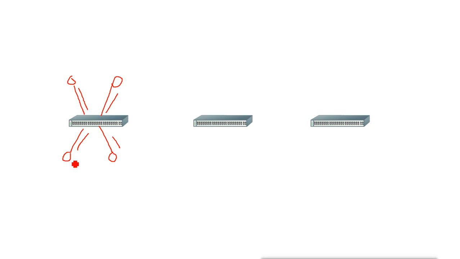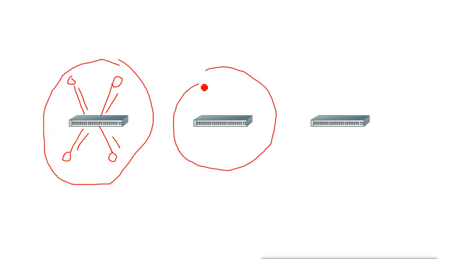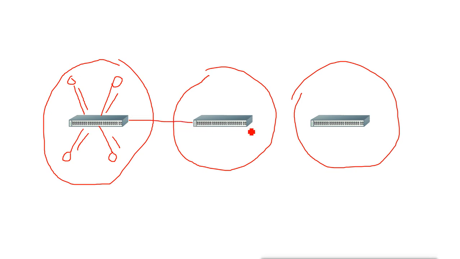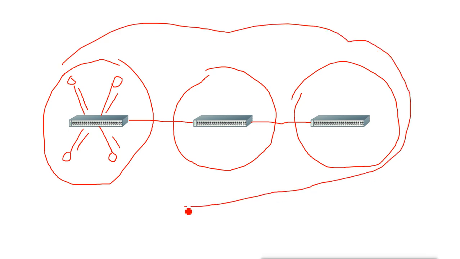Now remember, if you have multiple hubs but they are not connected, they will remain separate broadcast domains. This one is a different broadcast domain, this one is a different broadcast domain, just like the collision domain. But if I connect them together, they will be called a single broadcast domain. No matter how many hubs you join together, they are again a single broadcast domain, just like the single collision domain. So hubs are a single broadcast domain, and hubs are also a single collision domain.